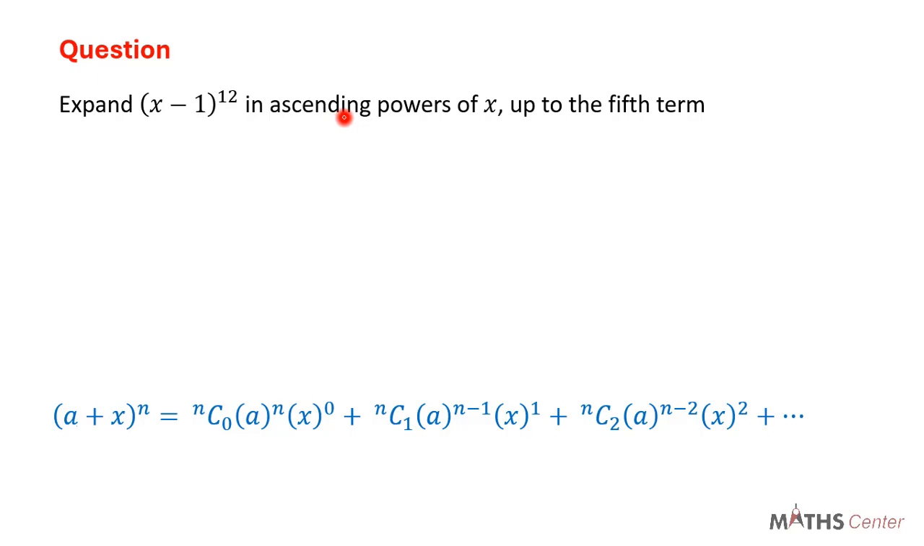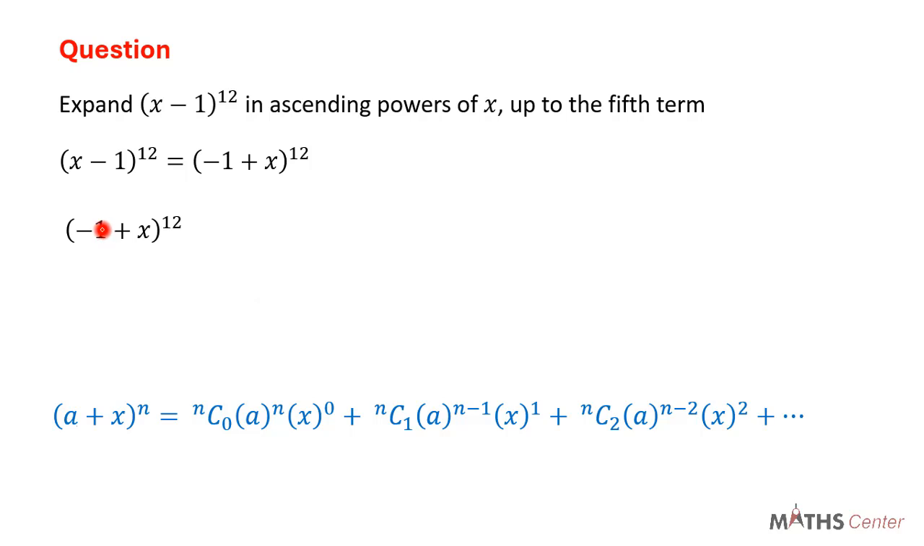And so because we want ascending powers of x, it means that x should be the second term in the binomial expression. And we can easily do that because we know from algebra that (x - 1)^12 can also be written as (-1 + x)^12. So now x has become the second term in the binomial expression. And so when we use the binomial theorem to expand this expression, we are going to have it in ascending powers of x. Okay, so now let's write the expression.